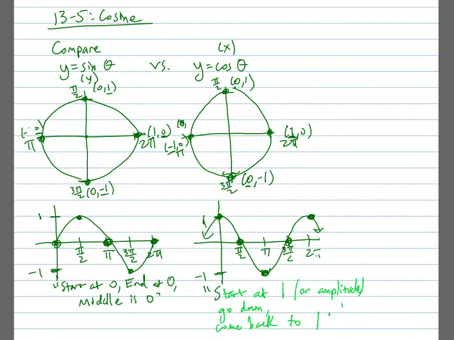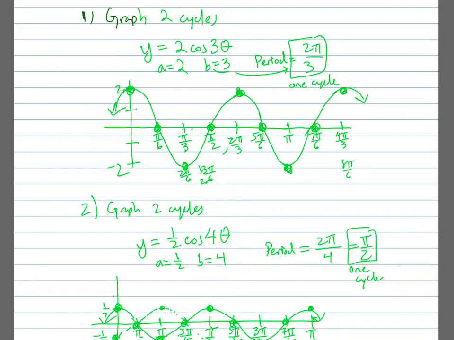So cosine, we can tell immediately, we're not starting at 0. What are we starting at for cosine, ladies and gentlemen? You start at 1, in other words, the amplitude. So if the amplitude is 2, you start at 2. And then you go down, and then you come back to 1.